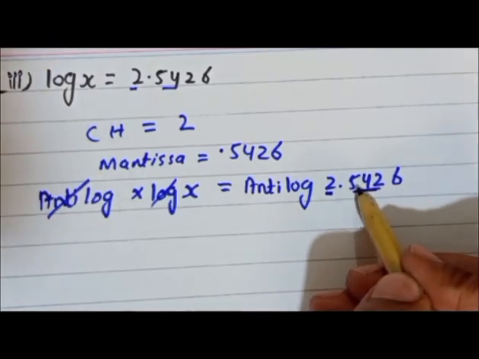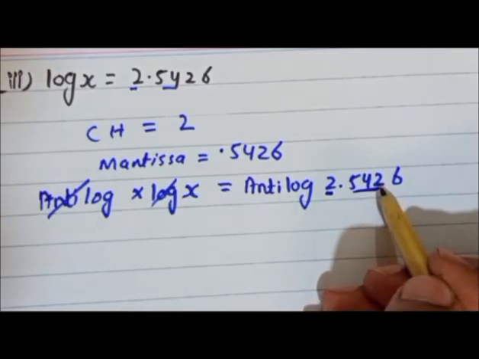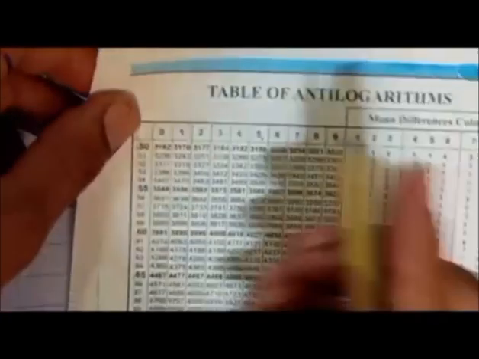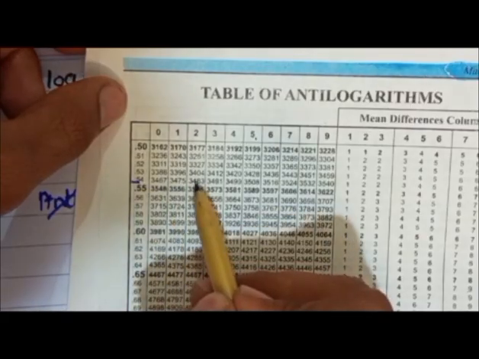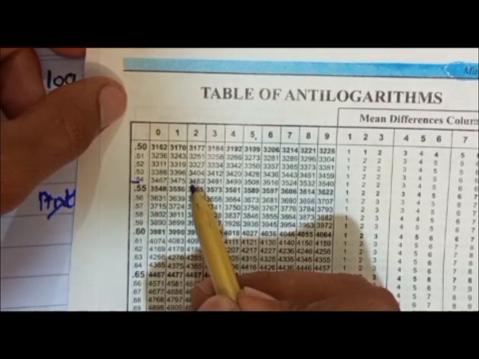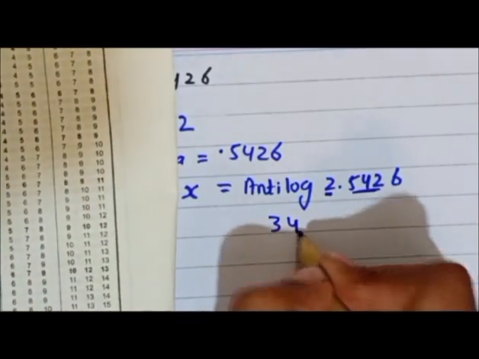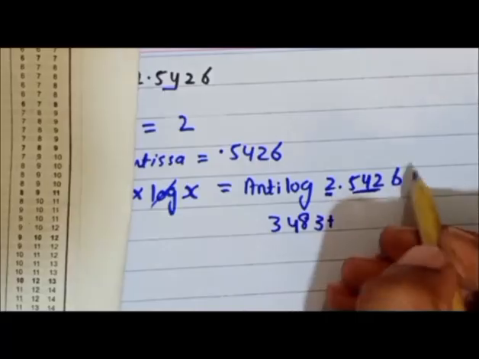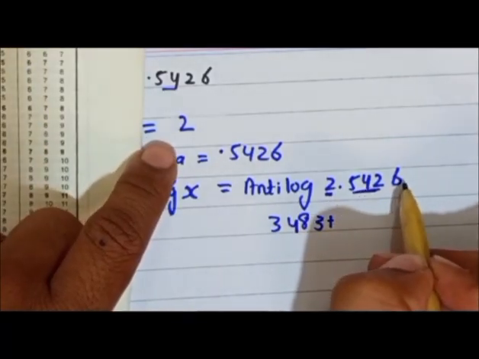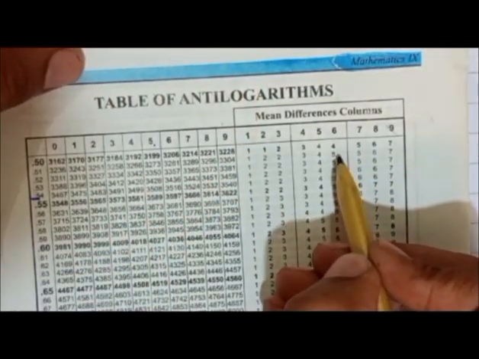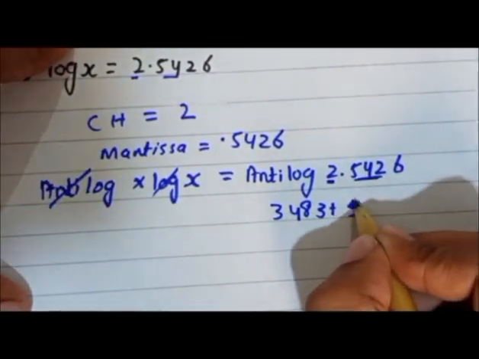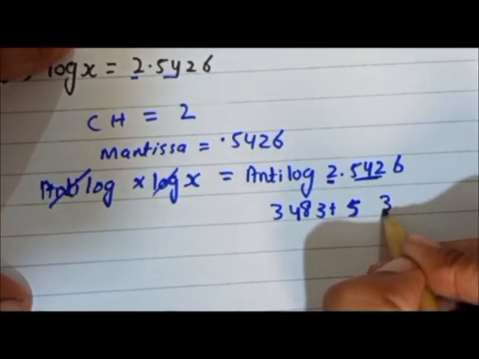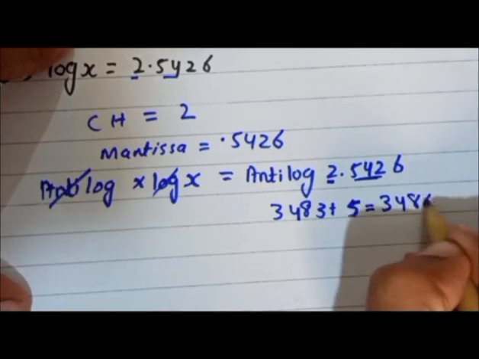So I will find 0.54 in the second column. This is my second column, and the value for 0.54 in the second column is 3483. So I will write 3483 plus what is remaining, 6 is remaining. So I will find 0.54 in the sixth column, the column of mean difference. This is the sixth column of mean difference, and the digit there is 5. So I will add 5 to it: 3483 plus 5 equals 3488.